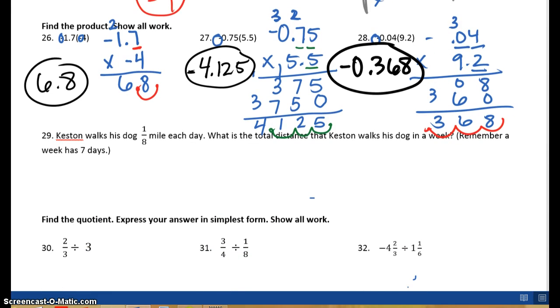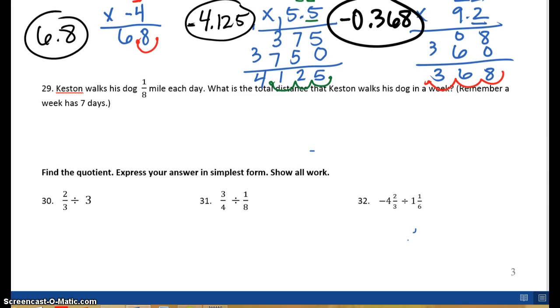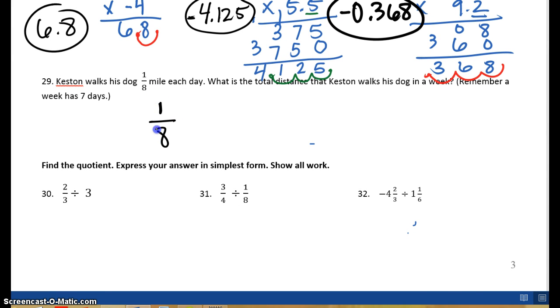So if I know that Keston walks his dog 1/8 of a mile each day, I'm going to write that 1/8 there. I'm going to multiply that by 7. And I also can change that 7 into a fraction by 7 over 1, just putting it over 1, not changing its value. And again, with our fractions, we just multiply across. I'm getting 7/8.